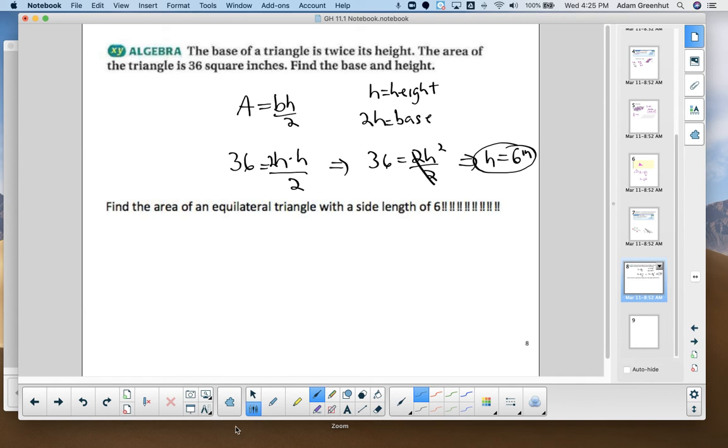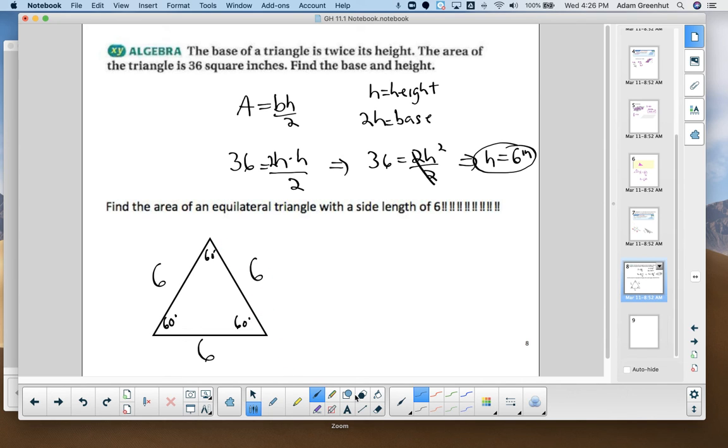Here's a little step up: find the area of an equilateral triangle with the side length of 6. Those aren't units, that's multiple exclamation points. I think I really wanted to emphasize this question. Well, if the side length is 6, I can draw those in. And now we could use a little property of equilateral triangles, that they're also equiangular. So if all the sides are equal, all the angles are equal, and of course 180 divided by 3 is 60.